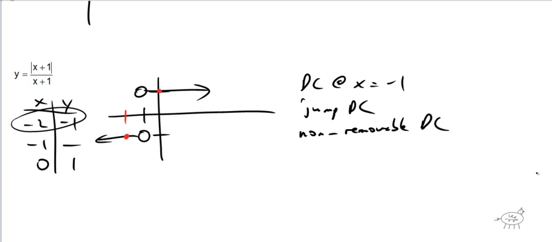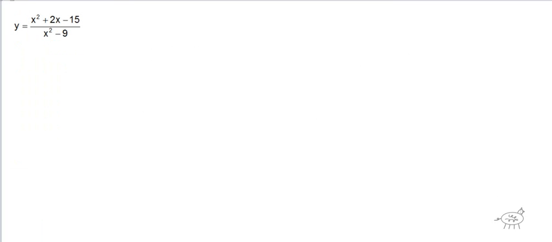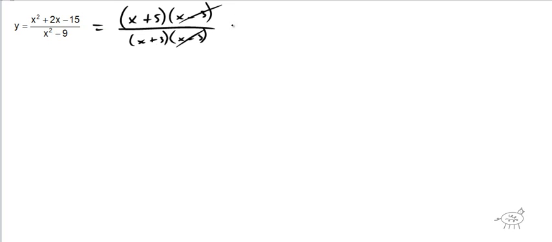And last one here is a nice little rational function. Again, you guys should be really good at drawing all these different kinds of graphs. So the first thing I'm going to do is factor this baby. You're going to get (x + 5)(x - 3) over (x + 3)(x - 3). So you can see I can cancel it out. Once you cancel it out, math fans, make sure you recognize that you have a hole, which is going to be a discontinuity. So you're really graphing y equals (x + 5) over (x + 3).